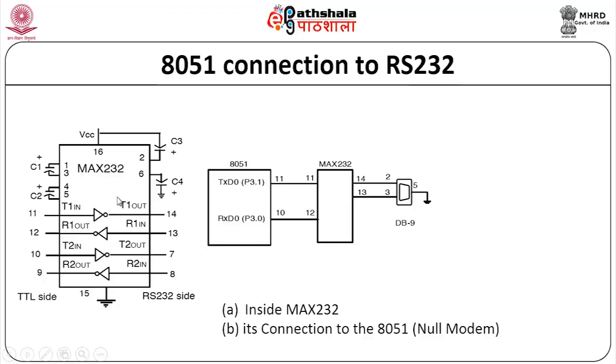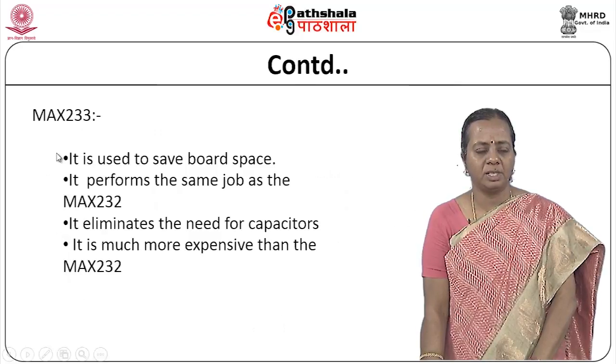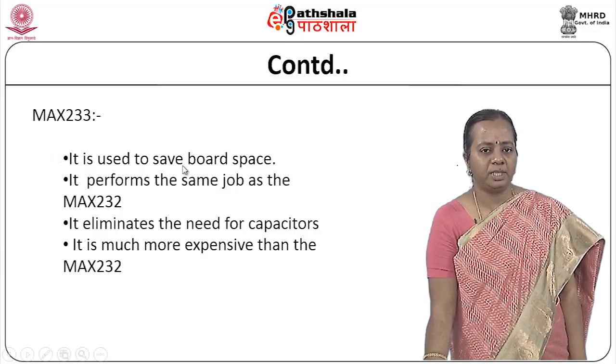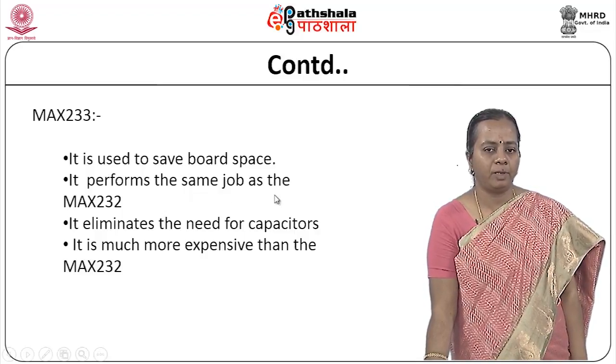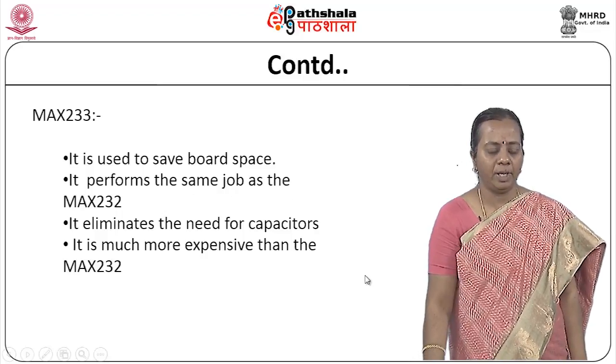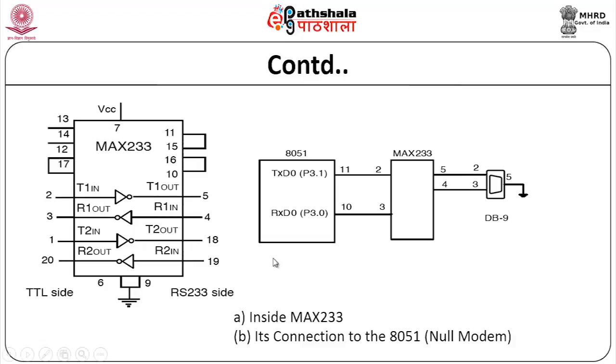So here you just see that in this MAX 232, we have extra capacitors. To avoid that, people are going towards MAX 233, where it is used to save the board space. It performs the same function as well as it eliminates the capacitors, but anyway it is more expensive than 232. When you are looking at MAX 233, the capacitors are avoided, but all other configuration is similar.